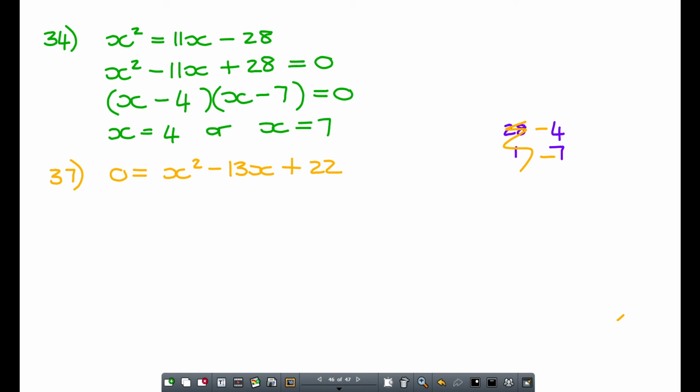Okay, so over here we've got 0 is equal to that. So I just want to rewrite what was given. I'm not actually changing anything. I just want the end to be equal to 0. So it's the same as writing it like this: x squared minus 13x plus 22, and then we say equal to 0. Everyone get that? Yeah?